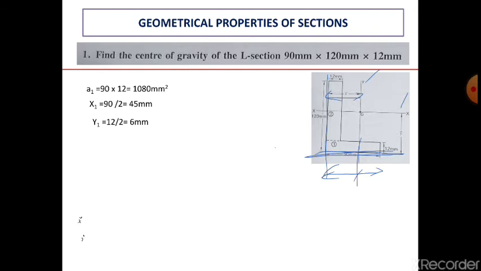Now we will be doing it for the second area. What is the area of the second section? It is 120 into 12. The remaining portion is 120, and 120 into 12 is the size of the second body. Then we will calculate x2 and y2. In this case, what will be our x2? X2 will be in the horizontal direction. How much is the width of that section? It is 12. So 12 by 2. It will be 6.